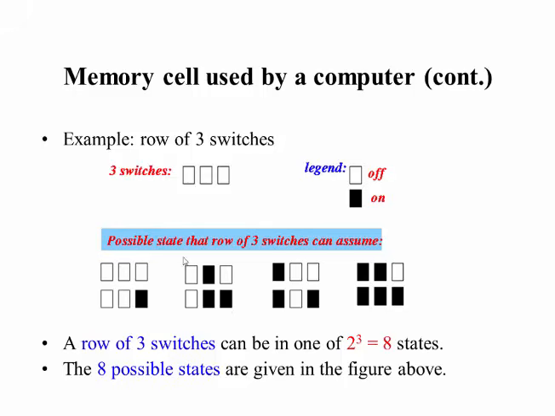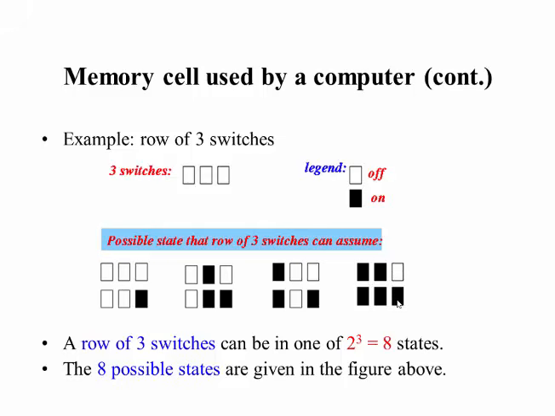So, the possible states that a row of 3 switches can assume: none is on. Next, the last switch is on. For the next, the middle switch is on, the first 2 are off. For the fourth, the last 2 switches are on, the first switch is off. The first switch is on, the other 2 are off. First switch on, middle switch off, last switch on; then the first 2 on, and all 3 on.